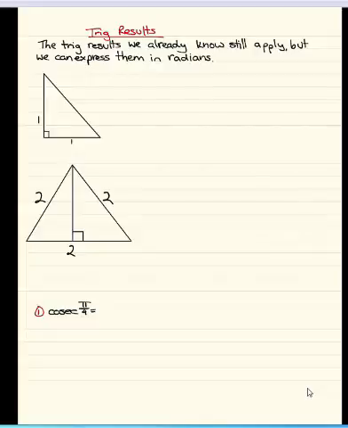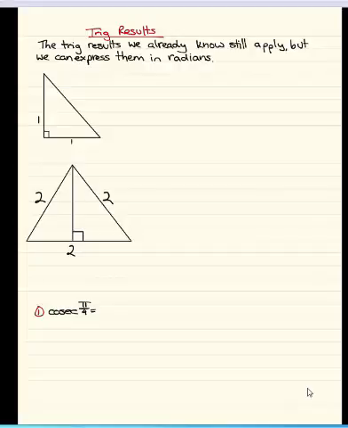Okay, so all of the things that we know in regards to trigonometry still apply. We just express them now in radians rather than in degrees. So if we're looking at our exact ratios, we've got our isosceles triangle, the sides are 1. So we know that one of the angles is 90 degrees, the right angle, which is pi over 2. The other two angles are pi over 4, because 45 degrees is 180 divided by 4.